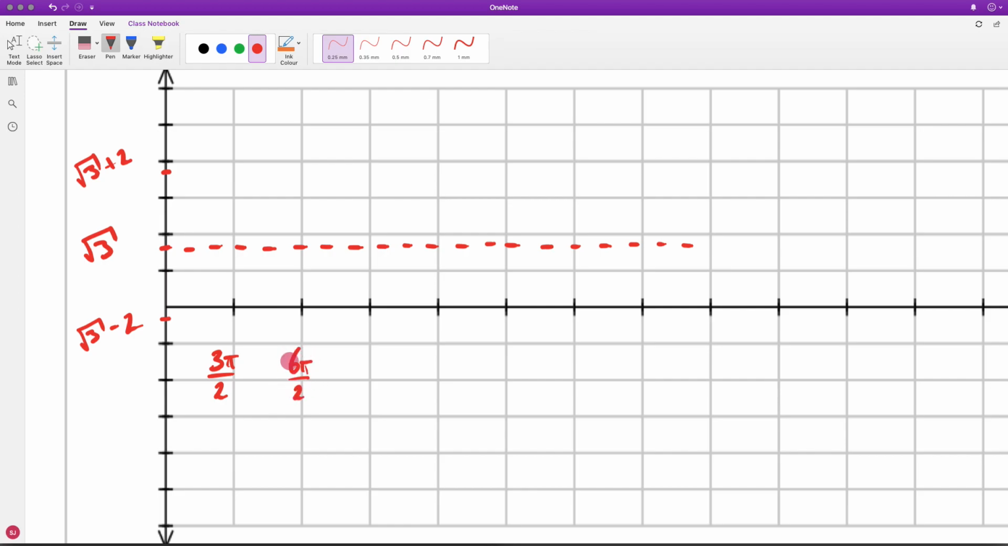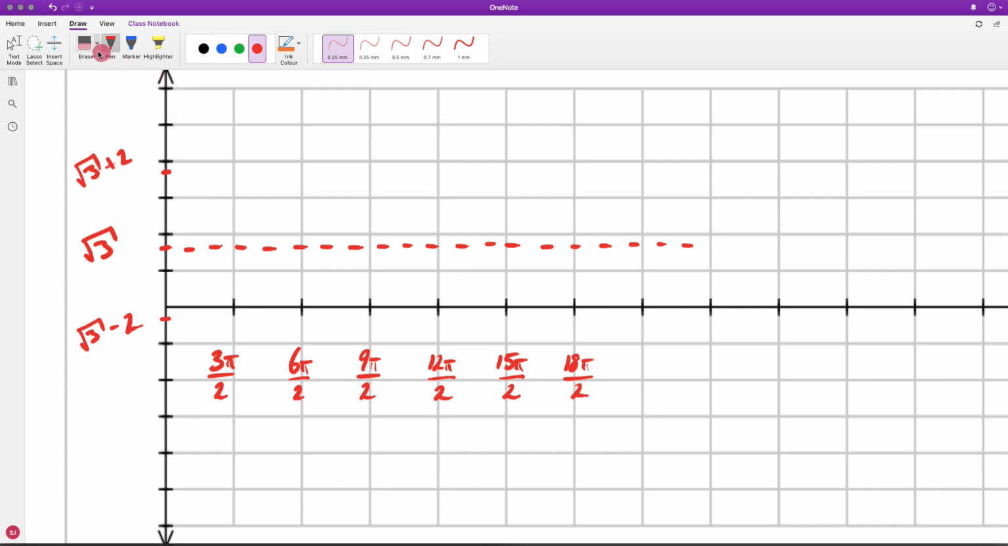So 3 pi over 2 plus 3 pi over 2 is 6 pi over 2. Resist the urge to simplify now. Save that as your last step. So then it's going to be 9 pi over 2. Then it's going to be 12 pi over 2. Then it's going to be 15 pi over 2. And then lastly, it will be 18 pi over 2.